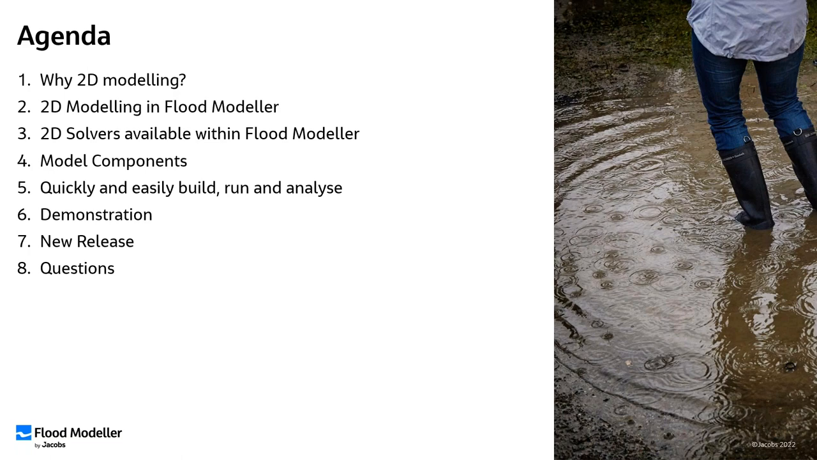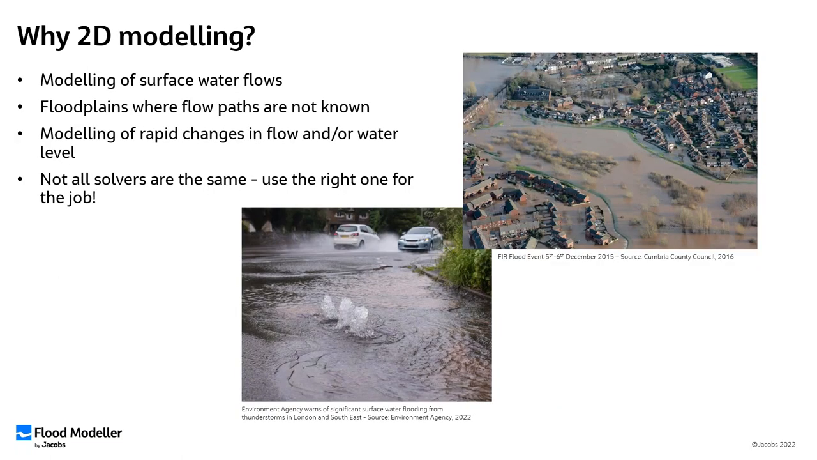So without further ado, why might we want to 2D model? So primarily, from my experience anyway, you'd want to 2D model in places where you've got quite complex flow paths. So where you're not 100% sure where the water's going to go. So if it's maybe an urban area with lots of little back streets and complex topography, different slopes and different directions and that kind of thing. So you want the model really to go out and do all the hard work for you, do all that calculating for you, rather than you sort of interrogating LiDAR and that kind of thing.